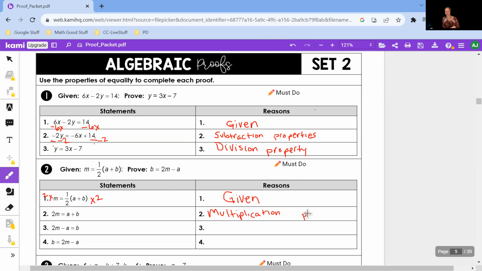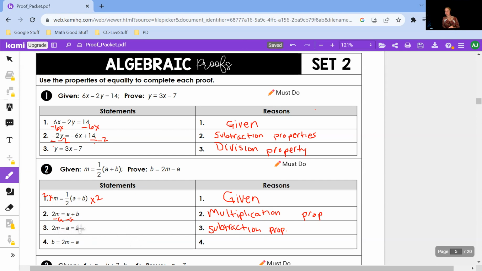I'm going to start writing prop. This property takes a while. All right, next step, we have 2m equals a plus b. And then suddenly we have 2m minus a equals b. So we're going to subtract a from both sides. That's how we get that. So we used subtraction. So I'm going to write that as my reason, subtraction prop.